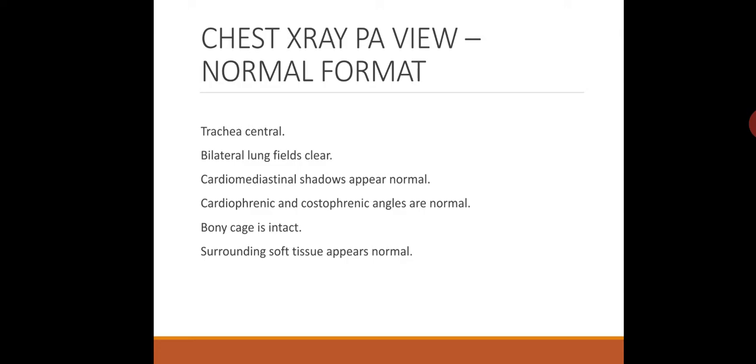The bilateral lung fields should be clear. Cardiomediastinal shadows appear normal. We already know what the mediastinal boundaries are. So we should look at the cardiomediastinal shadows, which should be normal. The cardiophrenic and costophrenic angles should be normal.